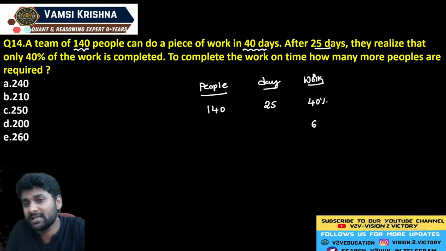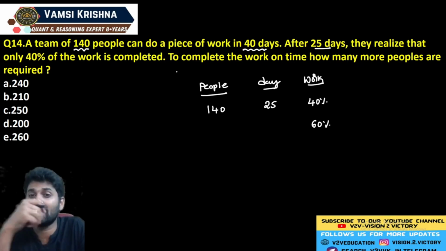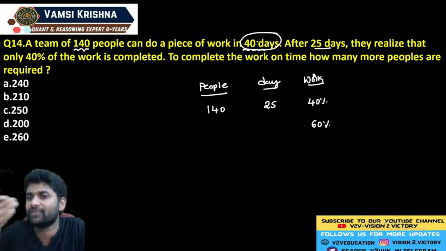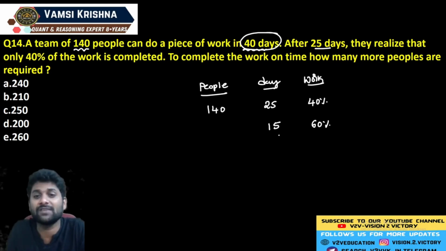Now how much percentage of work is left? Guys, 60% of the work is left. And they clearly mentioned that the work must be completed on time. So you already know the total time for the whole work is 40 days. Already 25 days are completed, leaving 15 days. So if you want to complete 60% of the work in 15 days, how many people do we require?